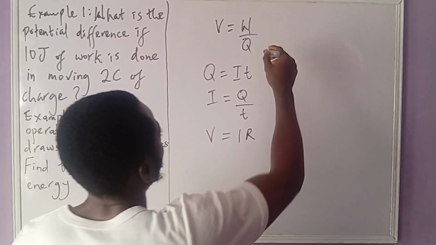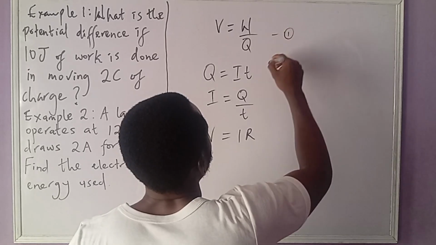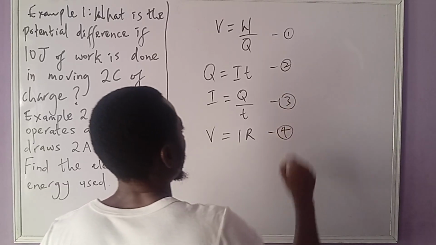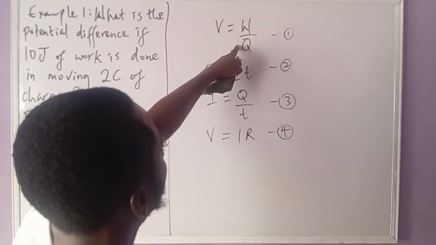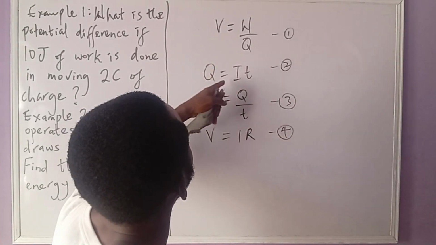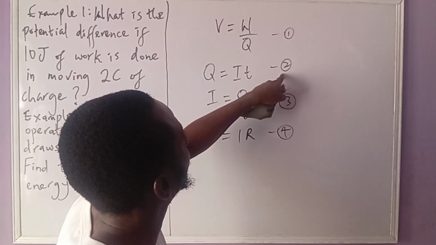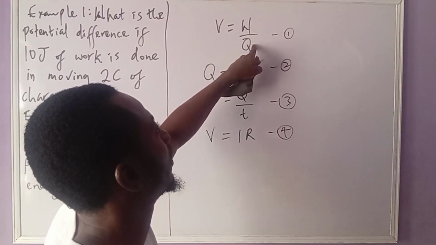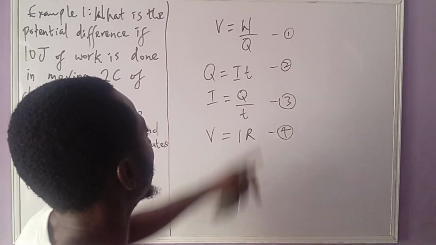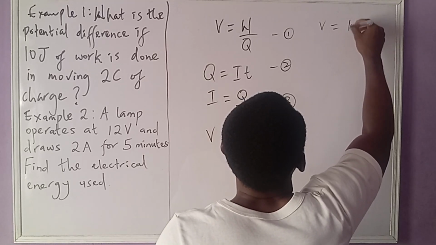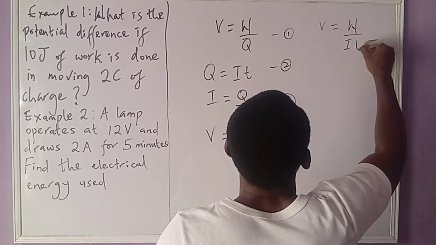Let me just number them. Let me say this is 1, this is 2, this is 3, this is 4. That means I can say, okay, since Q is here and Q itself is IT, I can just decide, depending on the question, to say, let Q, which is IT in 2, be put into 1. Instead of writing Q in 1, I'll just write IT. Therefore, 1 can turn to this form, W over IT.